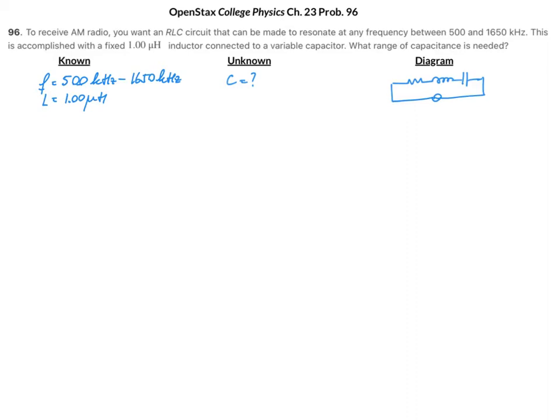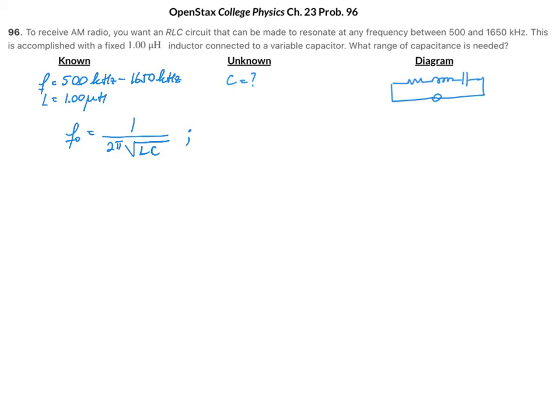And we want now to find the capacitance so that the circuit resonates with a frequency range from 500 to 1650 kHz. Now, resonant frequency is given by 1 over 2 pi square root of LC. What we know about resonant frequency is that for that frequency, the impedance in the circuit is minimum, so that means that the current through the circuit is maximum. So that's what resonant frequency is.